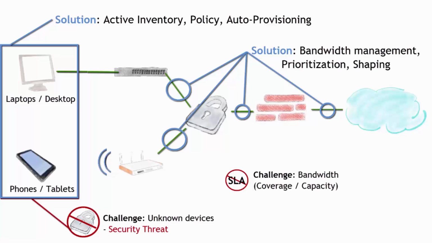So all of these things, both of these solutions, active inventory, policy, auto provisioning, bandwidth management, prioritization, shaping, are all possible when you set up a mobile infrastructure. And I would strongly suggest that before you start offering BYOD to your users, that you have these two basic things under control.